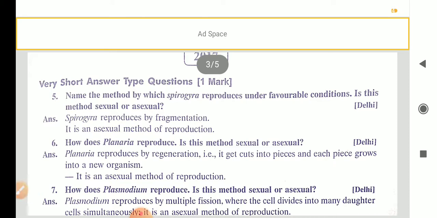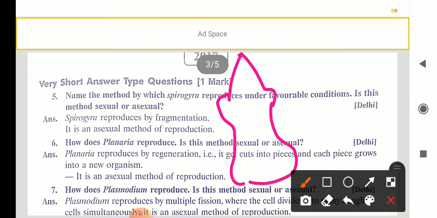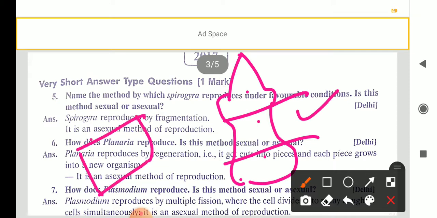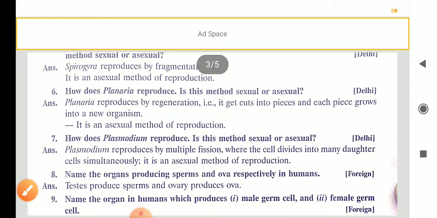How does planaria reproduce? We know planaria always reproduces through the regeneration method. This is the planaria. Each part of the planaria, suppose three parts are there, will grow into a new individual. It will regain its lost part. Suppose it is the middle one, then the front part and the back part will grow, and the whole organism will be produced. It means if three pieces are there, then three planaria will grow.